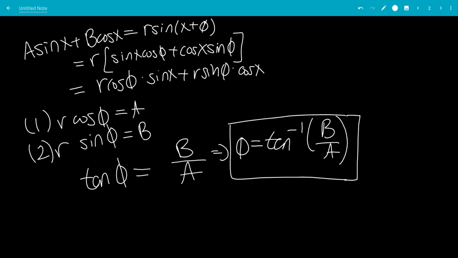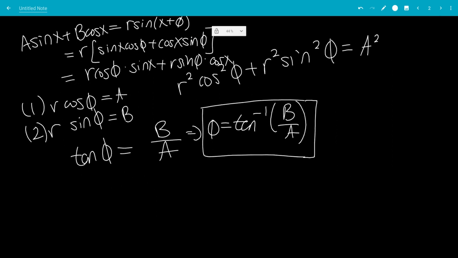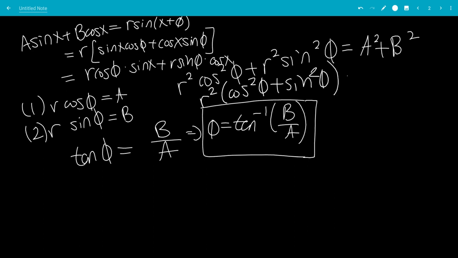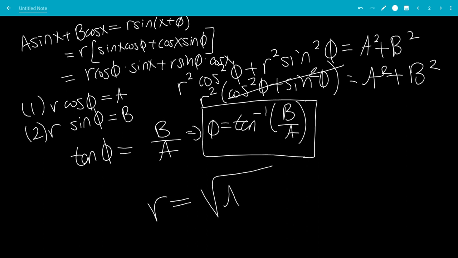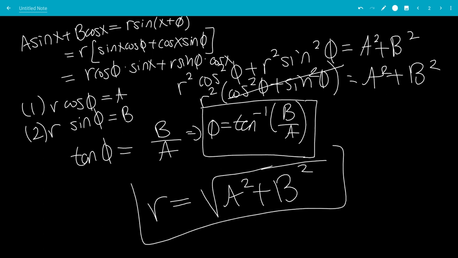Good. Now let's solve for r. If we square equation 1, we get r squared cosine squared phi. Now let's add equation 2 squared, which is r squared sine squared phi, equals a squared plus b squared. Now we can factor out r squared, leaving us with cosine squared phi plus sine squared phi equals a squared plus b squared. Cosine squared phi plus sine squared phi is 1, so we take the square root. So r equals the square root of a squared plus b squared. That's how we get these formulas.